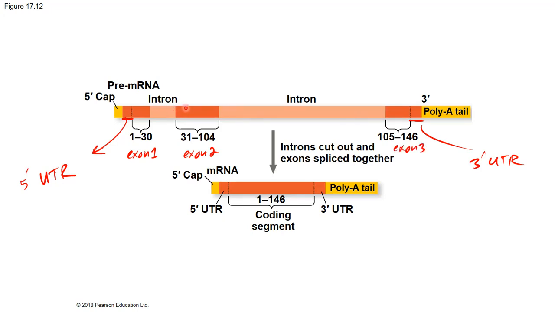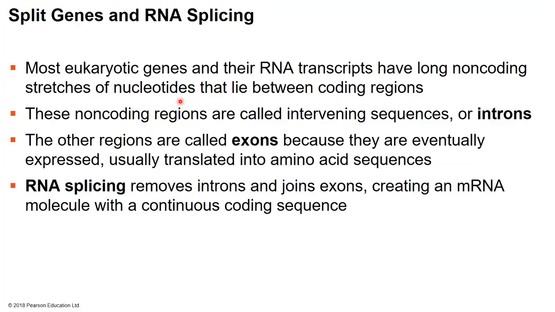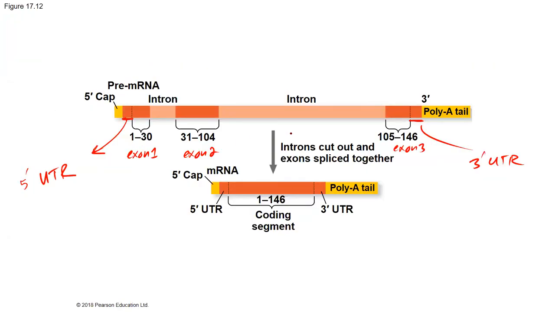Between them, we have introns. So introns are non-coding regions. They are called introns because they are intervening sequences. Exons are the regions that will be expressed. Exons means expressed. These exons contain the codons that will be translated into amino acids. So a process called RNA splicing will remove introns and join exons.